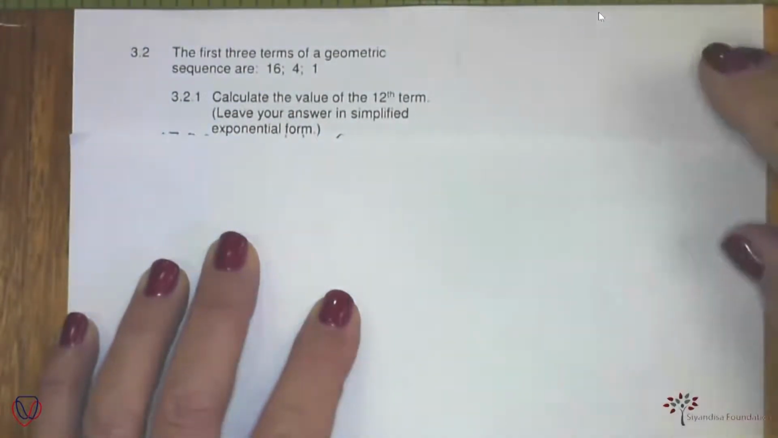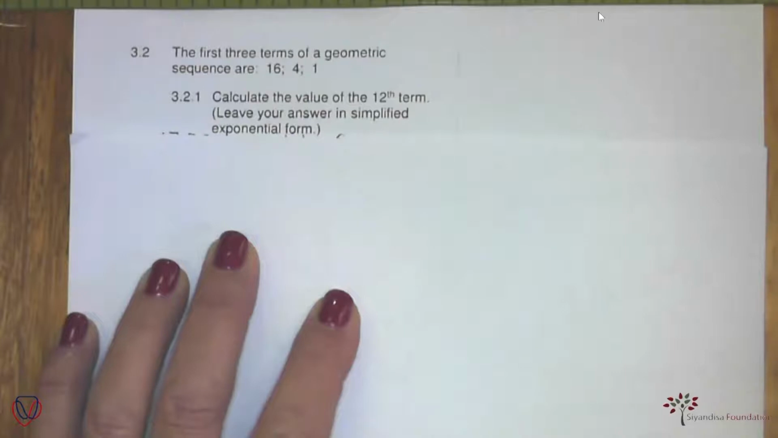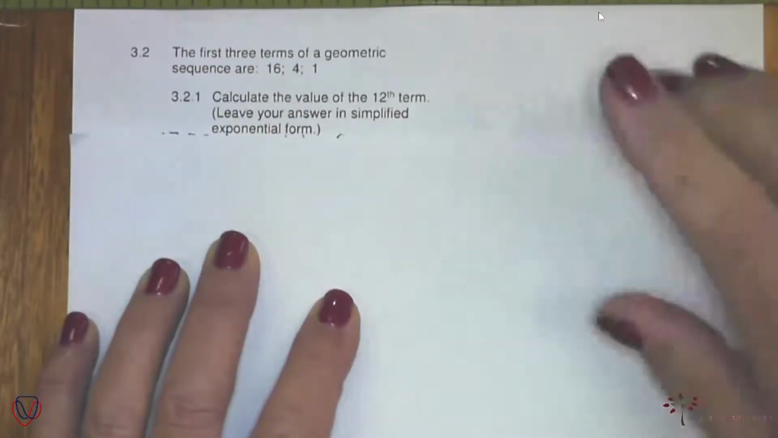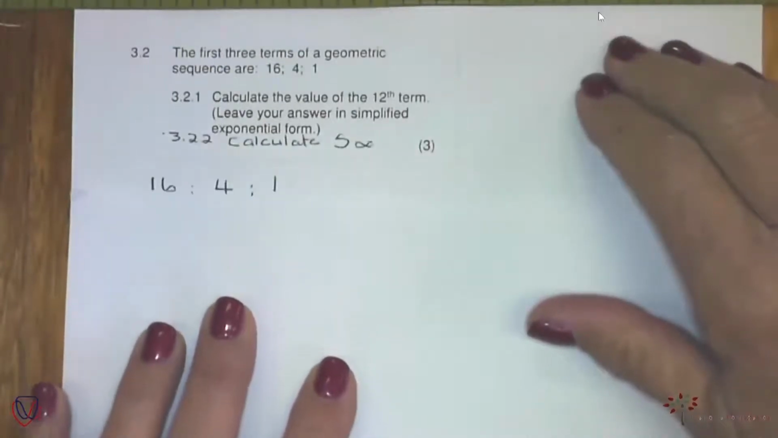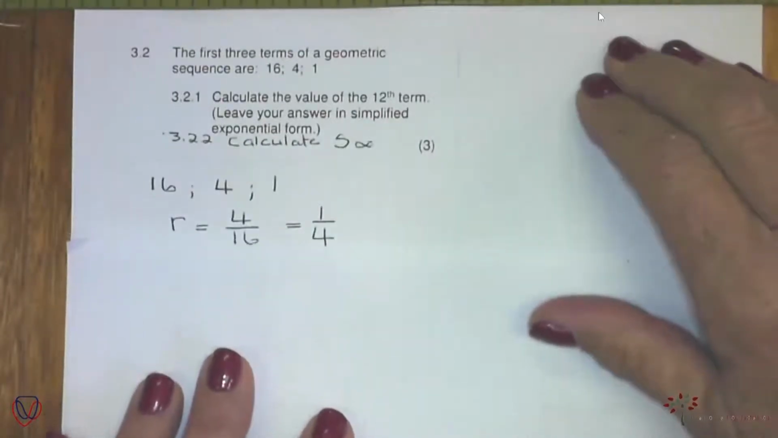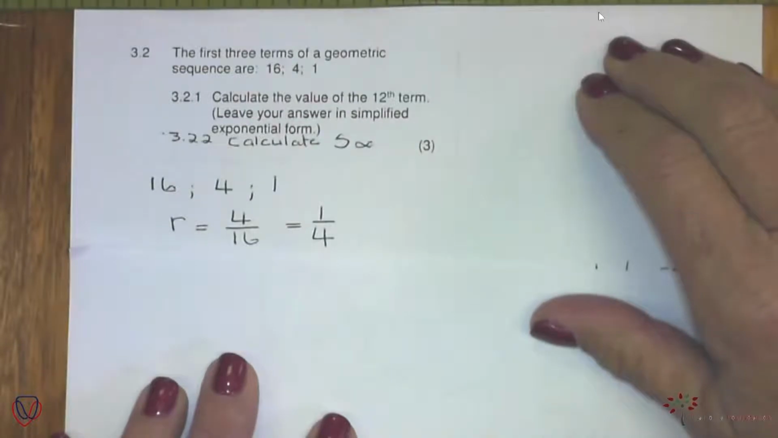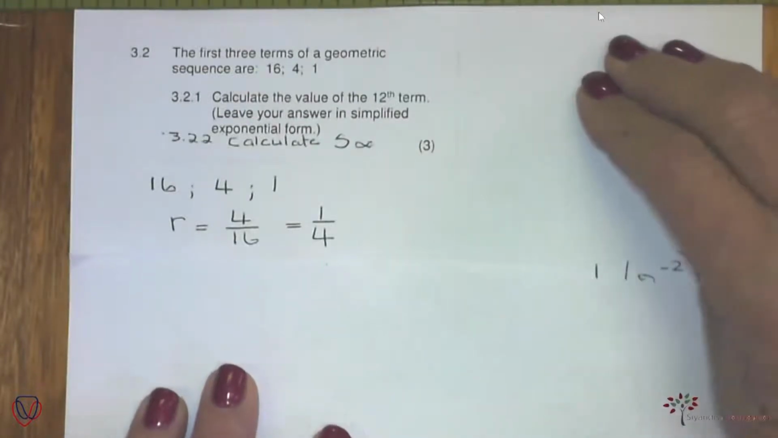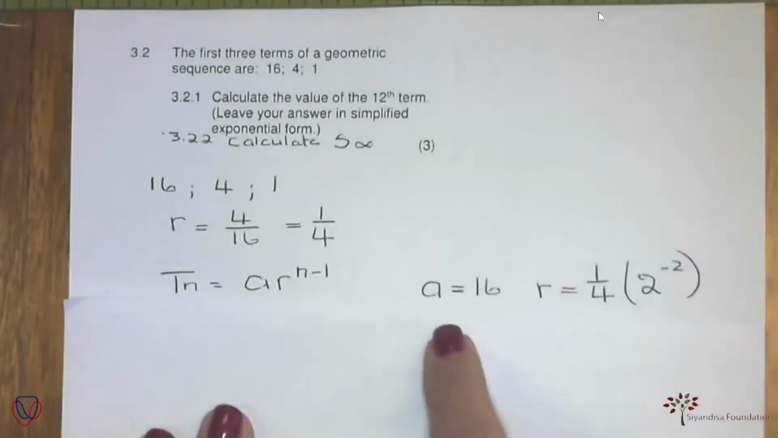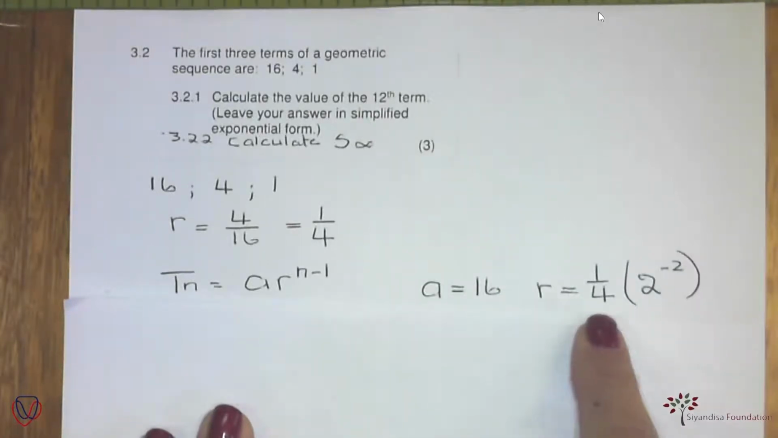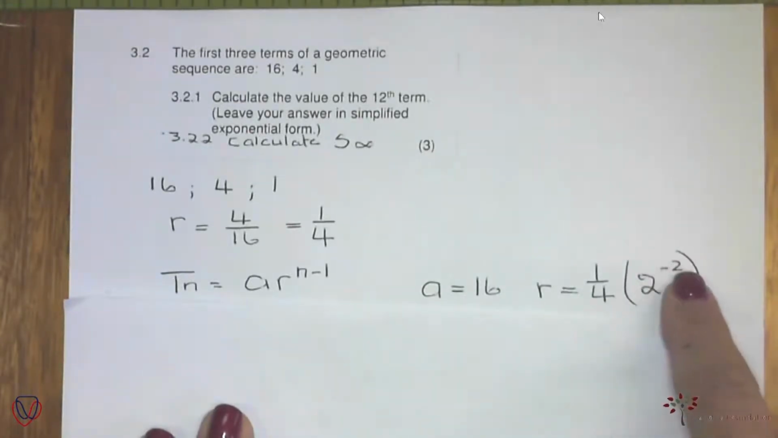3.2.1. Calculate the value of the 12th term. Very straightforward, easy. It is geometric. So to find the 12th term, there's our sequence. There's R. A is 16, R is a quarter. And that is actually 2 to the power negative 2.